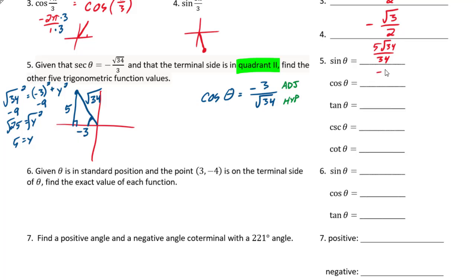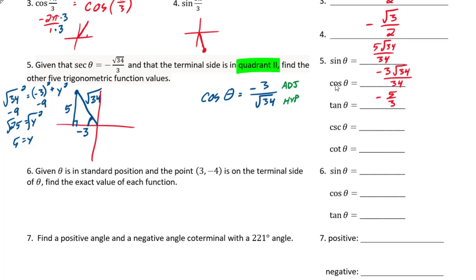Cosine we've already answered, so this would be -3. I guess I didn't rationalize it technically, but it would be -3 rad 34 over 34, similarly to what we had to do with sine. The tangent value would be the y value divided by the x value, so that would be 5 over -3, so -5/3. And now it's just the last two are the reciprocals of whichever function they correspond with.